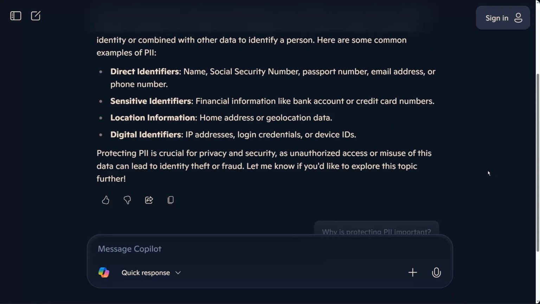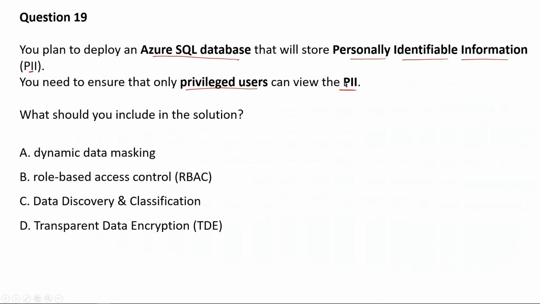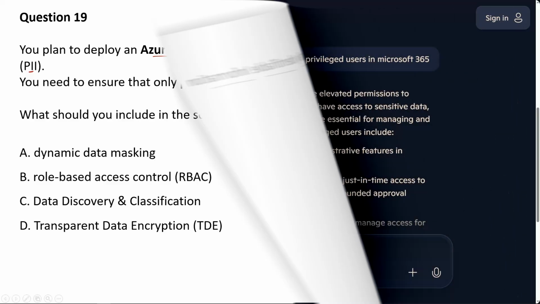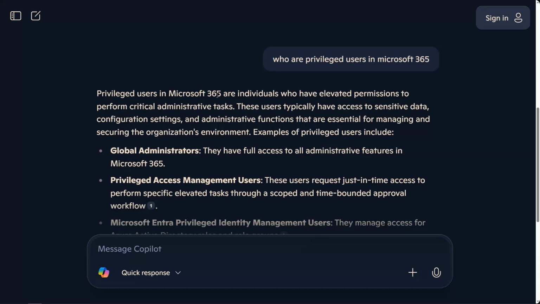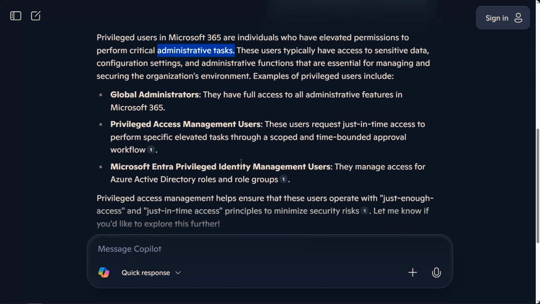Let's go back to the question. Now we understand the meaning of personally identifiable information. Now we need to know who the privileged users are. Privileged users in Microsoft 365 are individuals who have elevated permissions to perform critical administrative tasks. Means these are administrators or administrative users. Examples are global administrator, privileged access management users, or Microsoft Entra privileged identity management users.